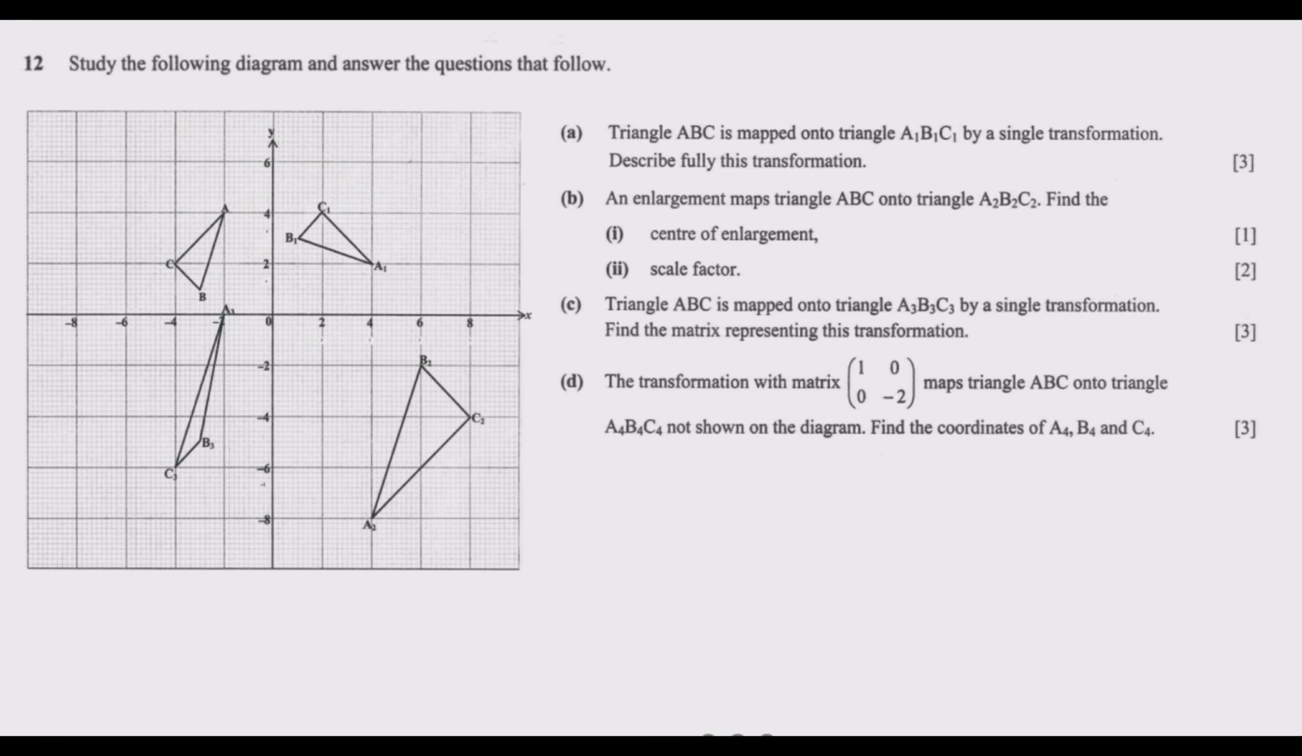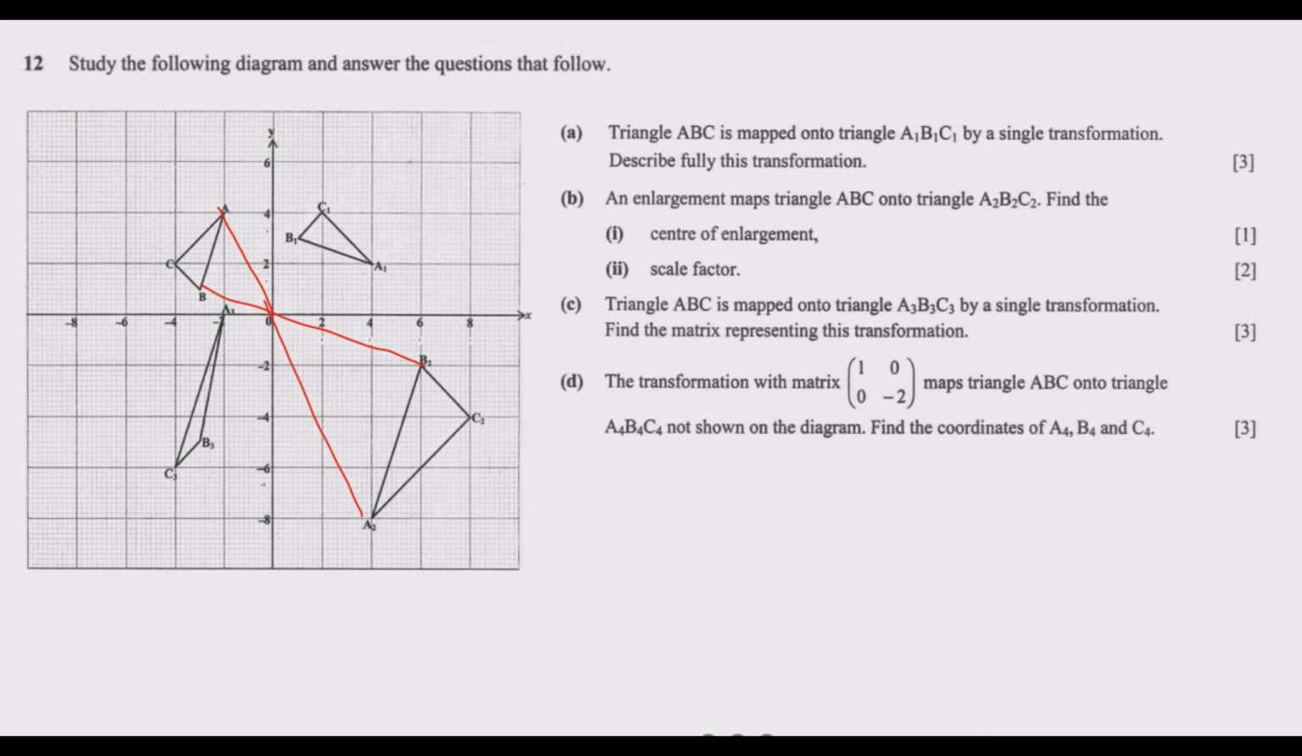So question B, an enlargement maps triangle ABC onto triangle A2, B2, C2. Find the center of enlargement, then a scale factor. So again, in this case, what we do is we get a ruler and join the corresponding points. So at the point of intersection with this one is where the center of enlargement is. So we join corresponding points. So you can use a ruler. So if you use your ruler, you're going to draw this line like that. Then also you draw the line like that.